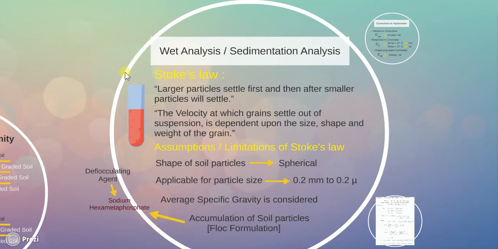For wet analysis or sedimentation analysis, Stokes' law is followed. According to Stokes' law, larger particles settle first and then smaller particles will settle. In other words, the velocity at which grains settle out of suspension is dependent upon the size, shape and the weight of the grain. It has some assumptions, and those assumptions are also its limitations. So let us check one by one.